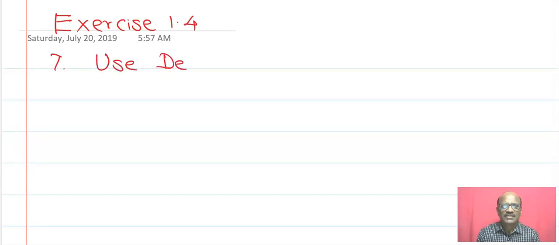Now the next question. Again I had written the exercise 1.4 question number 7 directly. Use the Moivre's theorem.